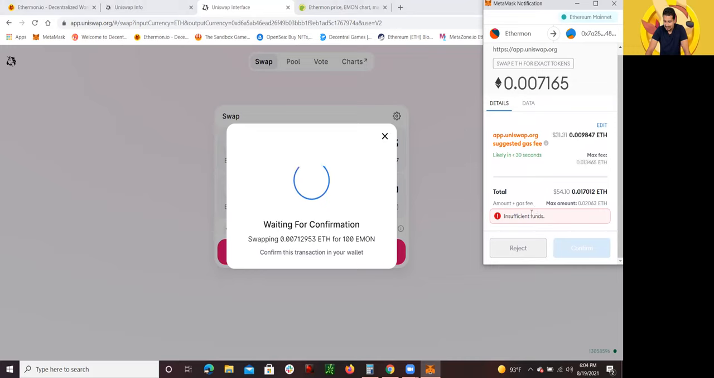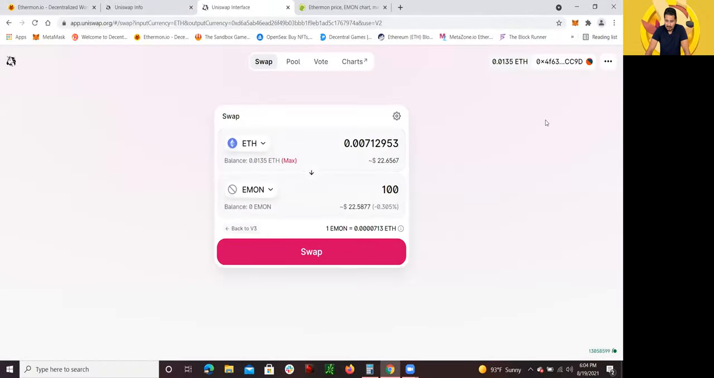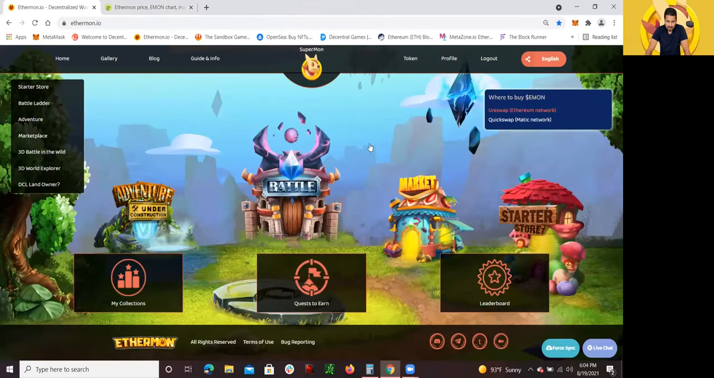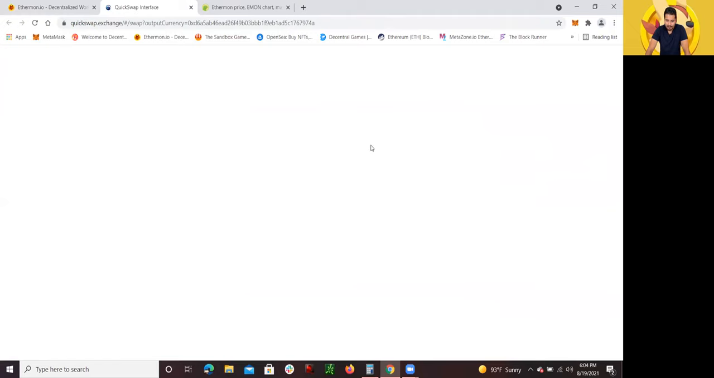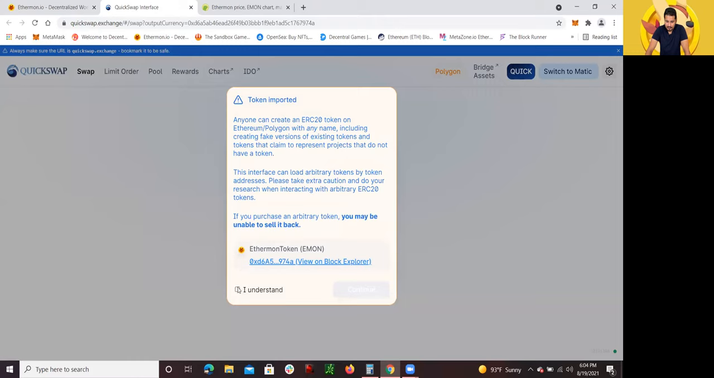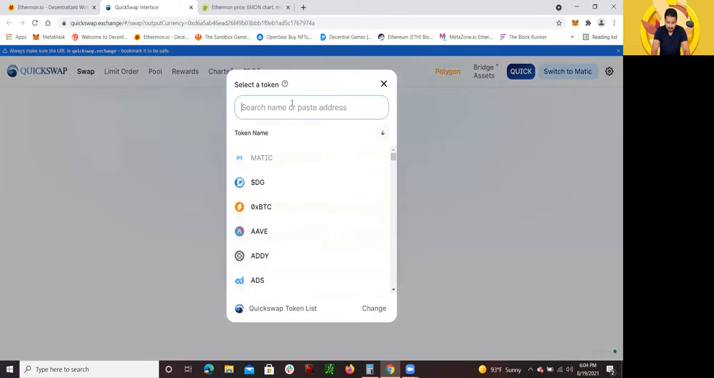And it says insufficient funds. So I don't even have enough funds to do that because the fee is a little bit too much. So I'm going to click reject. And what I'm going to do, I'm going to see if I'm able to acquire them in the QuickSwap Matic network, because I do have some, let me see, Matic from Wrap Ethereum.